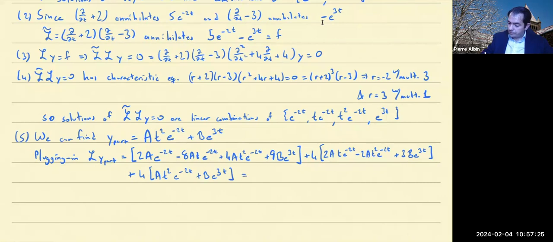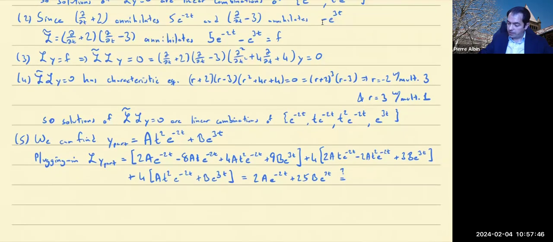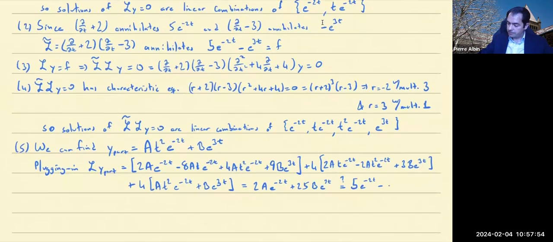Okay, and so if you work that out, you get 2a e to the minus 2t plus 25b e to the 3t, right? And then we want that to equal the right-hand side, our function f, so 5 e to the minus 2t minus e to the 3t. So we need a to be equal to 5/2, and b to be equal to minus 1/25.